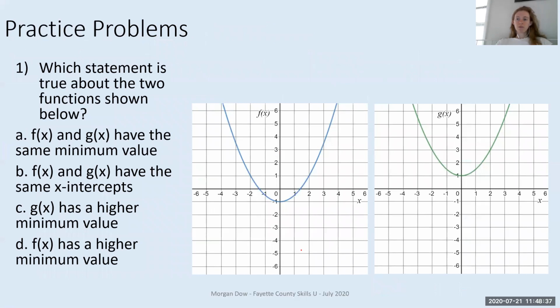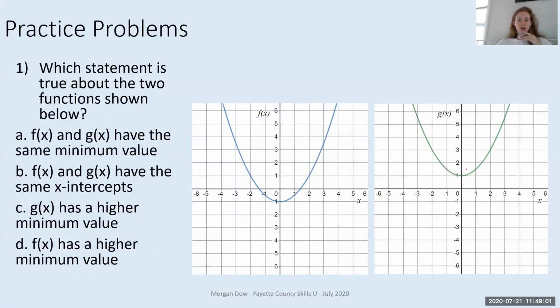Okay, so we're going to wrap up our lesson today with a few practice problems. These are more similar to the types of problems you might see on the actual GED test. All right, so number 1 here says, which statement is true about the 2 functions shown below? So we've got 2 functions here. We've got f of x, which is shown on the blue curve, and g of x, which is shown with the green curve here.